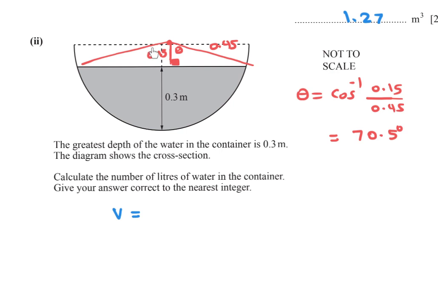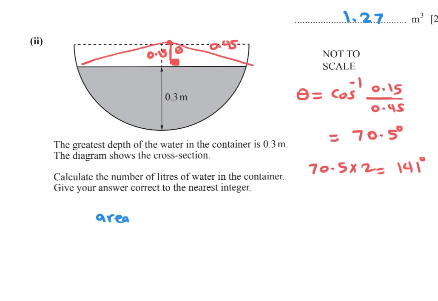Now we can find the whole angle, the angle of the sector, which is times 2. We multiply by 2. So the angle of the sector, 70.5 times 2, which is 141. So this angle is now 141. Find the area of the segment in one step.